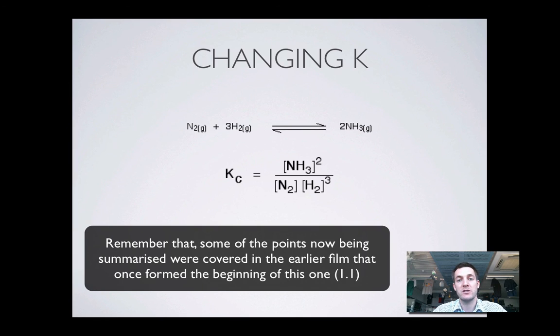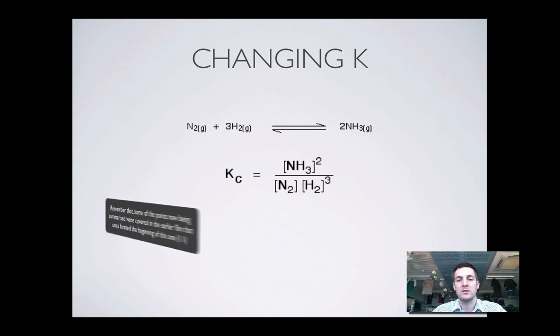So if K is a very small number, it tells you you've got lots of reactants and not very many products. If it's a big number, i.e. bigger than 1, because the top of the fraction is bigger than the bottom, then you've got more products than you have reactants.